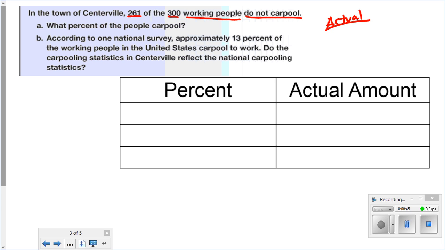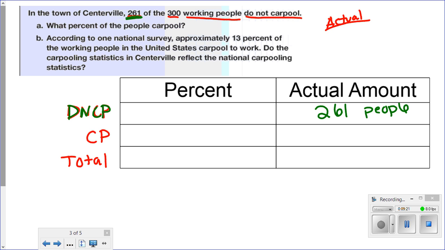Okay, so in this case, we are going to have a do not carpool lane. Okay, anyways, moving on from my humor. We will also have obviously a carpool lane, and then we are going to have a total part because we have a total number of people. So, in the first part, we see that there are a do not carpool part. 261 of 300, so that means 261 people did not carpool out of 300. So 300 now becomes your total.